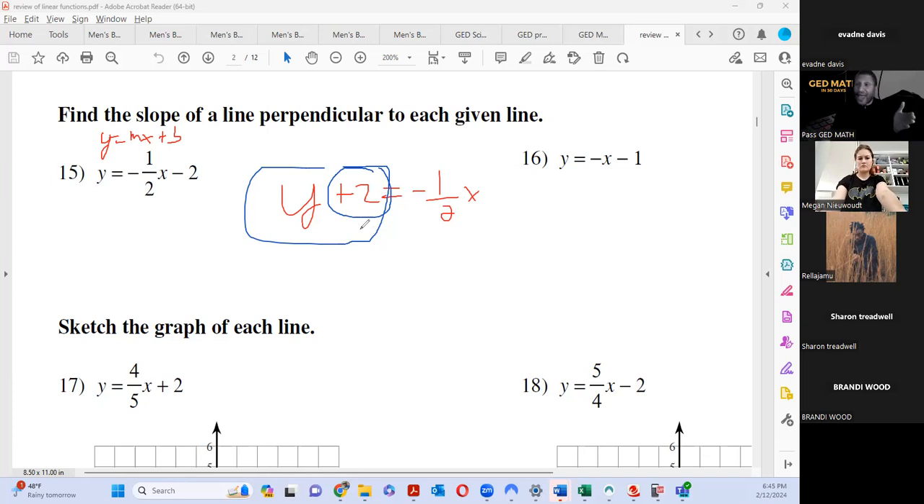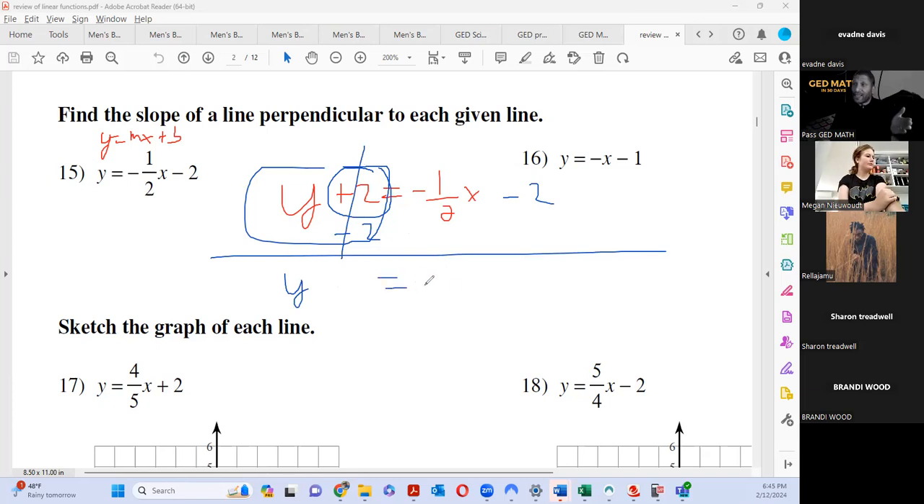What's the opposite of adding 2? Subtracting 2. Whatever I do on one side, I do on the other. I combine my equations. I bring down my y. My 2's cancel. I bring down my equal. I bring down my minus 1/2 x. I bring down my minus 2. Bam! That's how you should be walking through an algebraic equation every time you solve one.